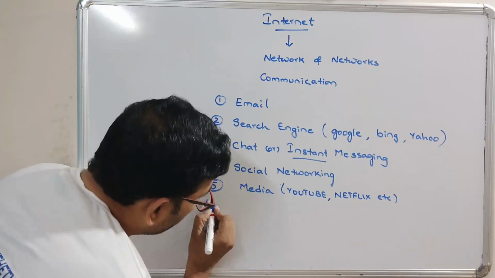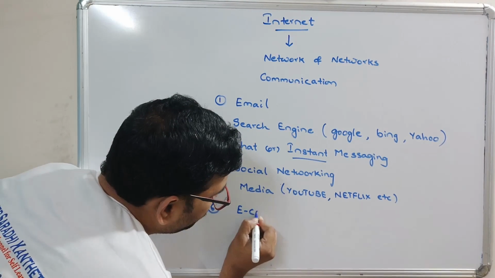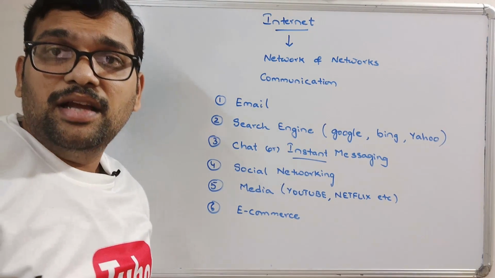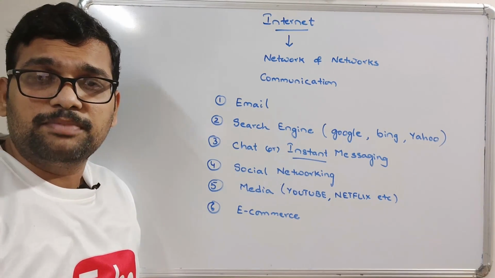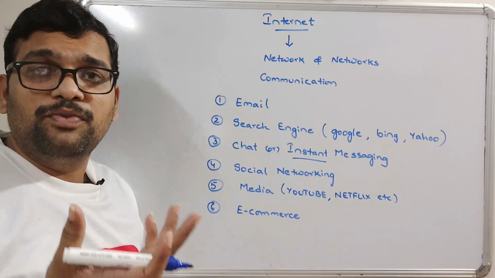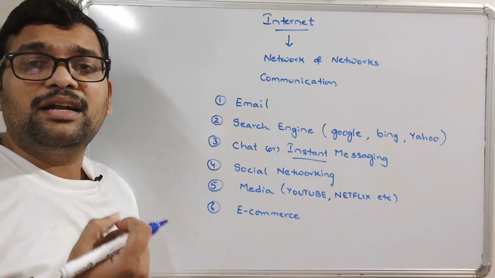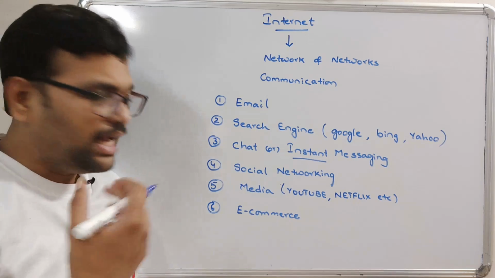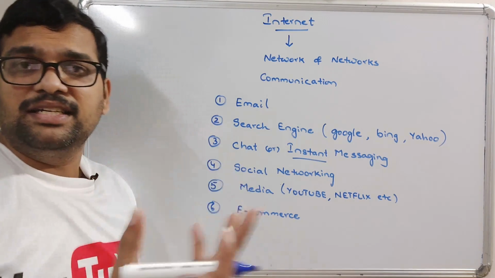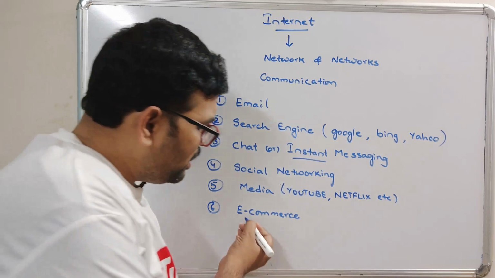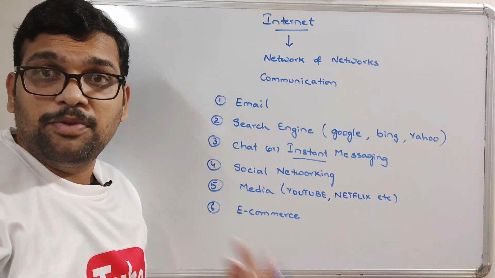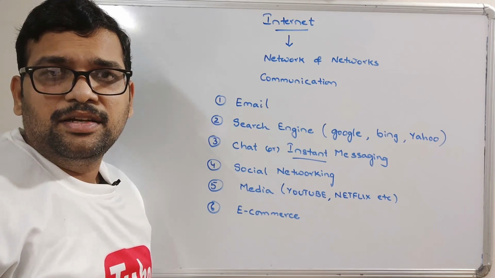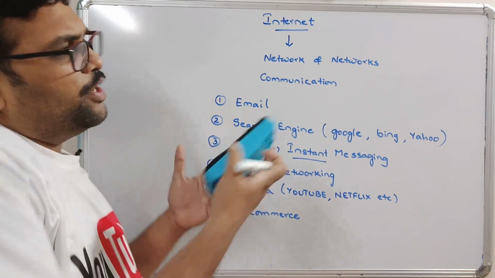And also the next, e-commerce websites. Nowadays everyone is using these e-commerce websites. Whatever product we require at home, we can directly go to the internet and buy it. The websites which provide this selling and buying are called e-commerce websites. For example, Flipkart, Amazon, and all these are e-commerce websites, right? So these are the main things we can do on the internet.